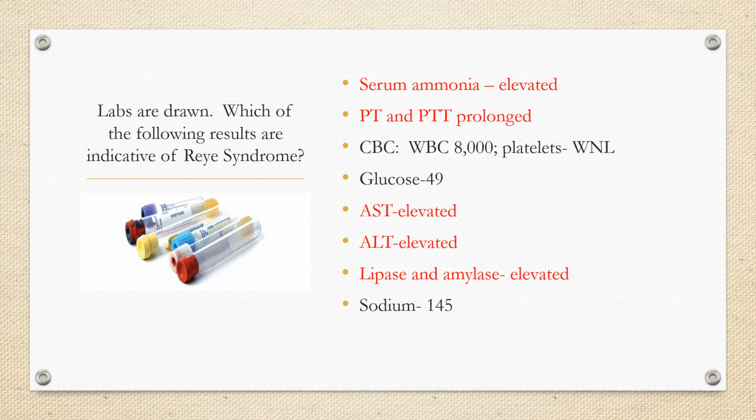CBC, white blood cell is 8,000, platelets within normal limits, so that's not significant or indicative of Reye syndrome. Glucose 49, that's a little low, but it's not necessarily a sign of Reye syndrome. AST and ALT elevated, of course, those are our liver enzymes. Our pancreatic enzymes, lipase and amylase, are elevated, and our sodium is 145. So you can see in red, I've put in red the ones that would be elevated or affected by Reye syndrome.